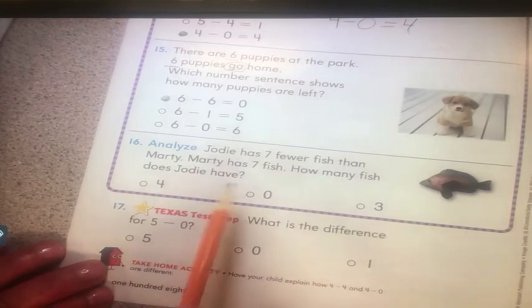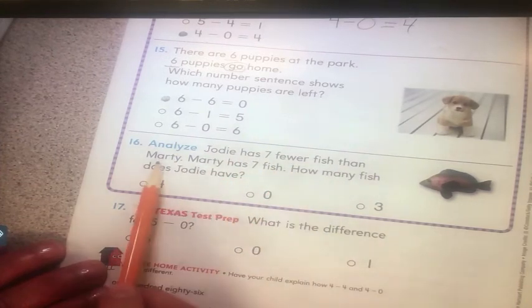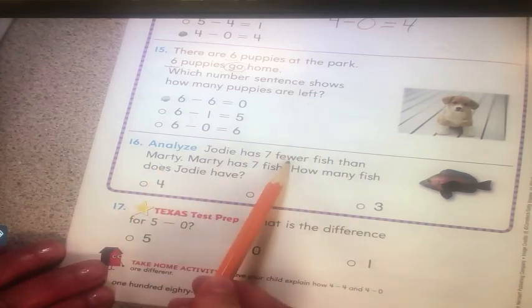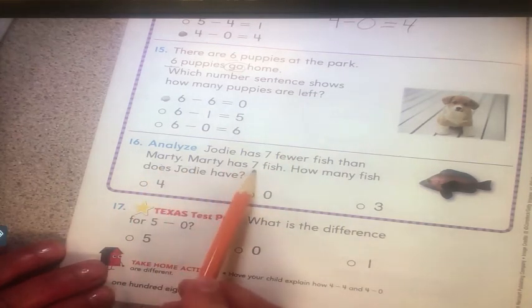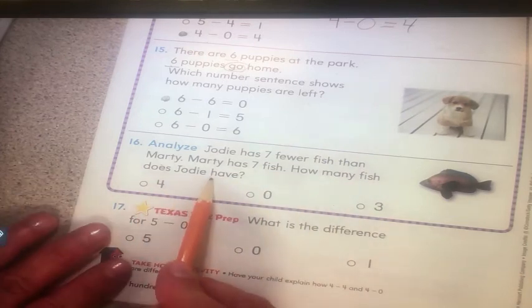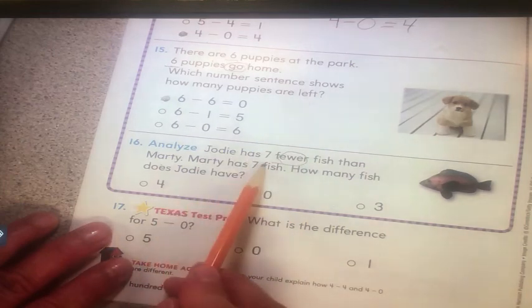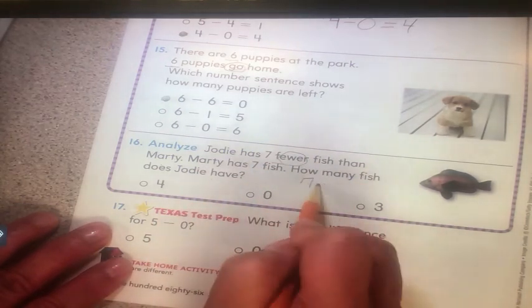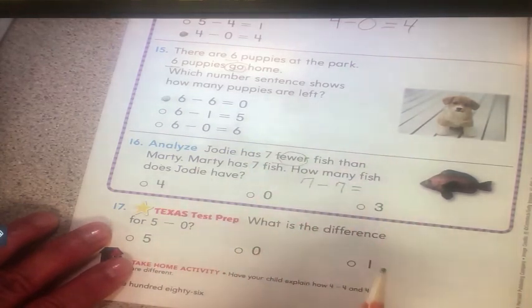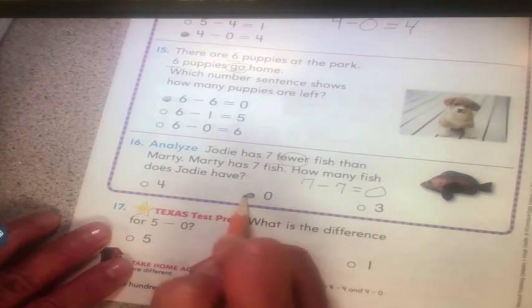Number 16. Jody has 7 fewer fish than Marty. Fewer tells you you're going to subtract. Marty has 7 fish. How many fish does Jody have? What will you do? We said we have fewer. So what are we going to do? Subtract. 7 minus 7 equals what? 0. There's your answer right there.